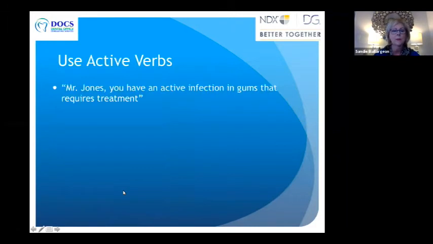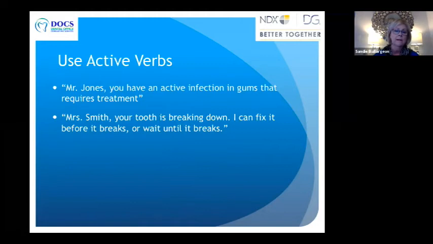That's much more important. Use active verbs as much as you possibly can. Mr. Jones, you have an active infection in your gums. That requires treatment. Instead of saying you have periodontitis or early periodontitis, you have an active infection. Most people that have an infection in their body want that infection treated. Mrs. Smith, your tooth is breaking down. I can fix it before it breaks or wait until it breaks.